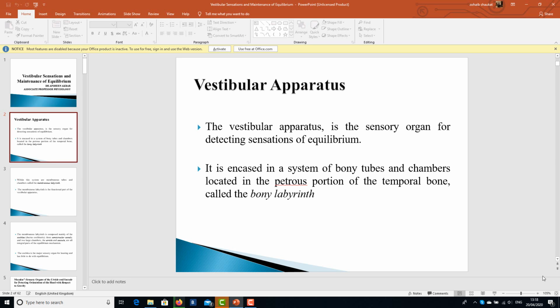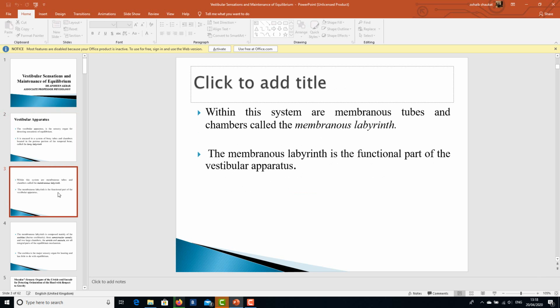Now what is it? The vestibular apparatus is the sensory organ for detecting the sensations of equilibrium. It is encased in a system of bony tubes and chambers, which is located in the petrous portion of the temporal bone, which is known as the bony labyrinth. There is presence of membranous tubes also, and inside this bony labyrinth we have a membranous labyrinth. Now the membranous labyrinth is actually the functional part of the vestibular apparatus.